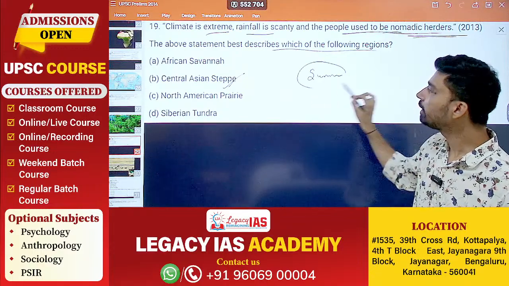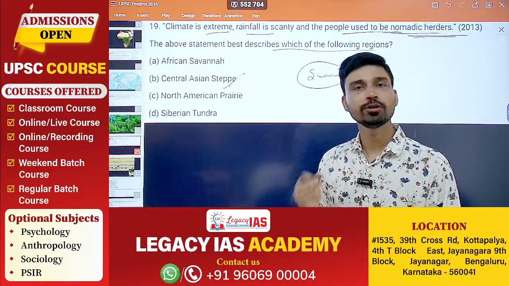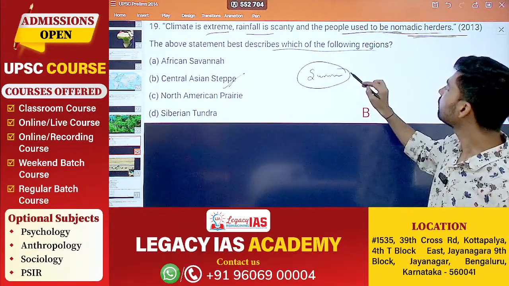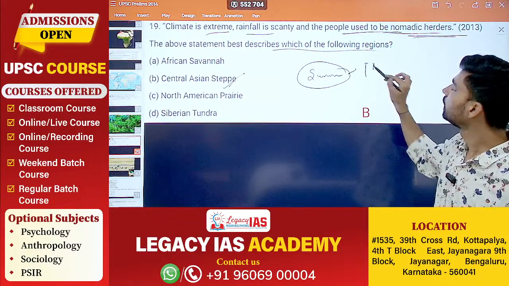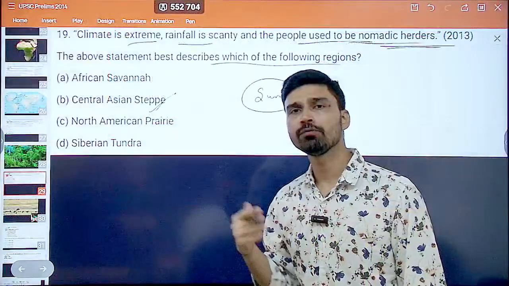This is a continental area. There is no water body around it, so there is no moderating influence of the ocean as such. During summer time, as we have just discussed, land will heat up at a much faster rate. So temperature will become very, very high, 40-45 degrees.